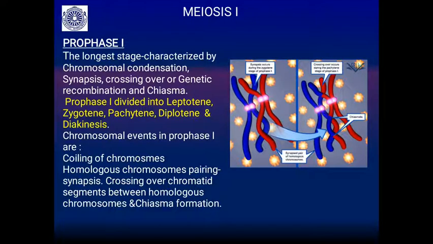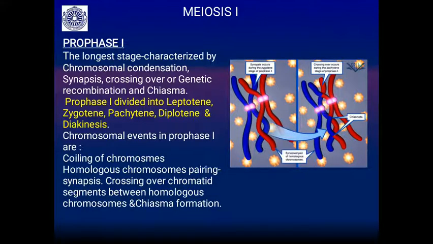So the chromosomal events in prophase first are coiling of the chromosomes, as I said earlier, because it is typical of the prophase stage. Then there is homologous pairing. Homologous chromosomes are a pair where one chromosome is contributed from the father and the other from the mother. So one is paternal and the other is maternal. So they are going to pair.